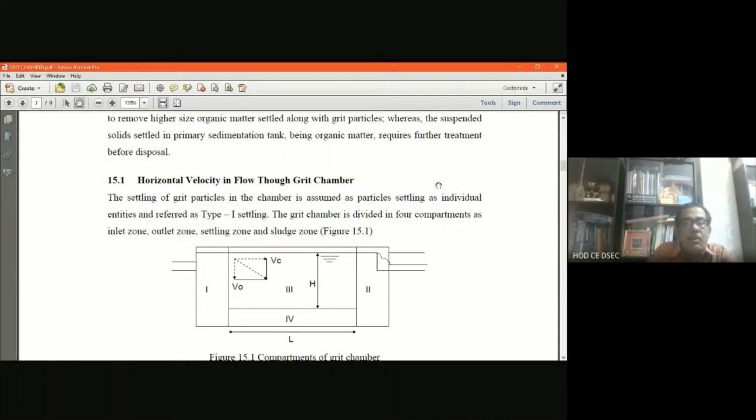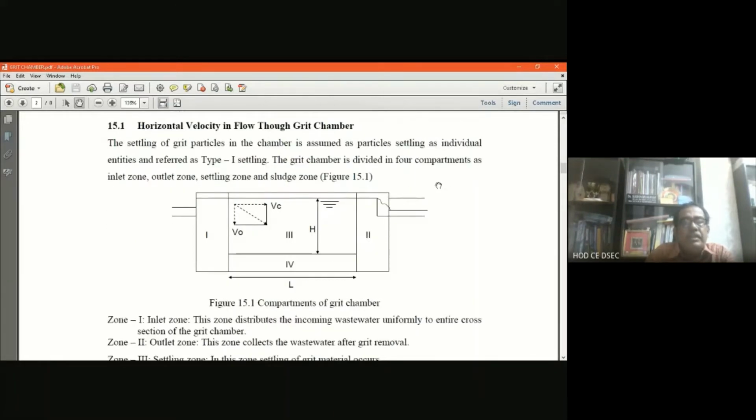The settlement of the particles is being done, and the grit chamber is divided into 4 compartments according to the functioning activities in the grit chamber. The 4 compartments are denoted as follows. One is the inlet zone, the second is the outlet zone, the third is the settling zone, and the fourth is the sludge zone.